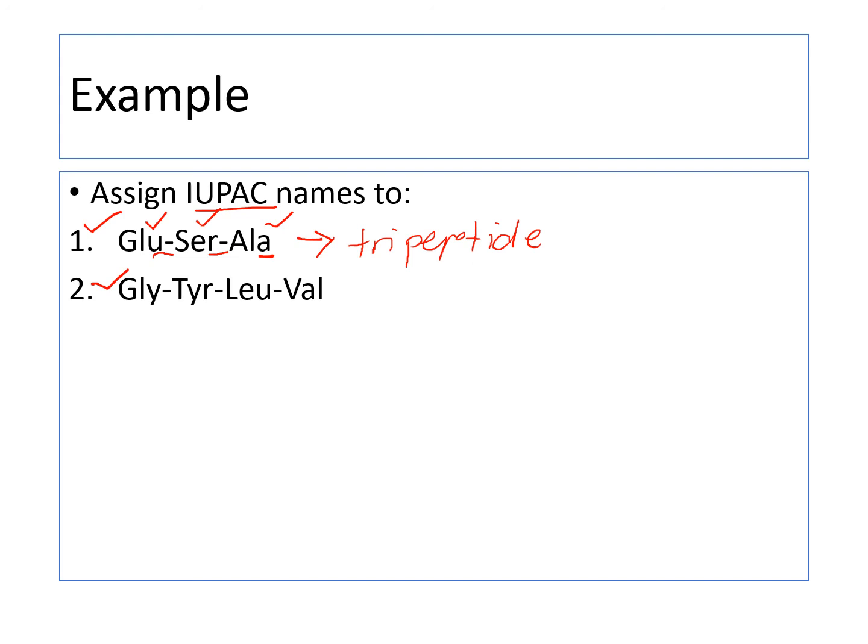How about number 2? How many amino acids does number 2 have? 1 for glycine, tyrosine, 2, leucine, 3, and valine, 4. So it has 4 amino acids. That means what we have here is a tetrapeptide.